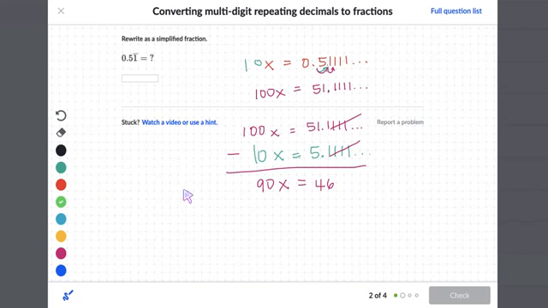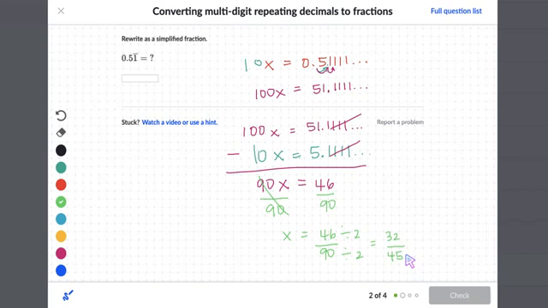And then we have to reduce. This is 90 times x, so the opposite would be to divide by 90, both sides. Those cancel out, so now x equals 46/90ths. They want us to reduce this. They're both even, so let's try dividing by 2. 46 divided by 2 is 32. You can use a calculator. That's 45. And I think that's as much as we can reduce it.